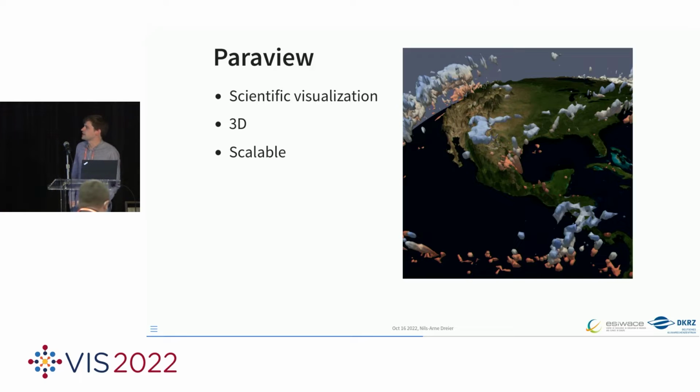I don't think that I need to explain what ParaView is. It's a de facto standard for scientific visualization. And here you see, for example, the clouds over North America with the topography. So you can see the Rocky Mountains, and the color of the clouds encodes the temperature.